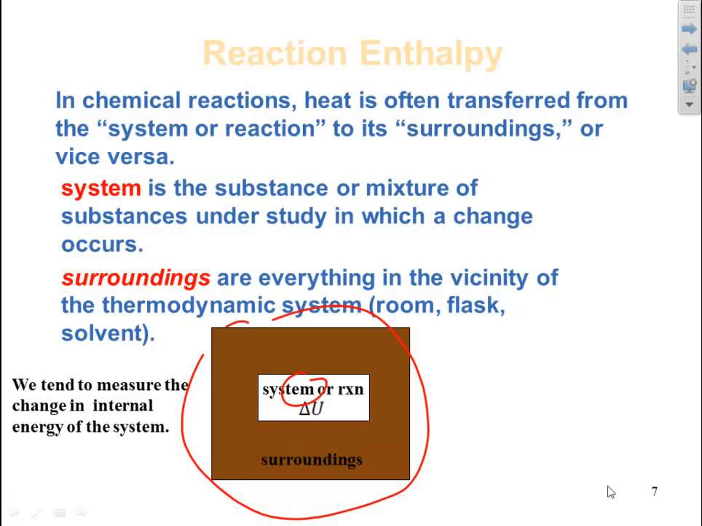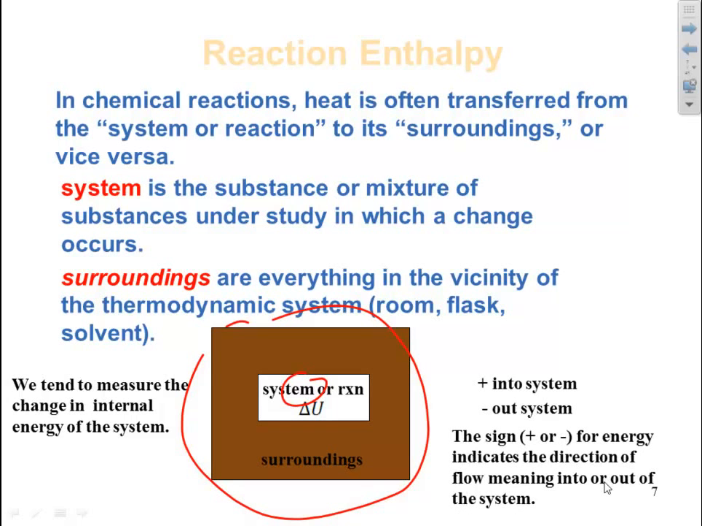We tend to measure the change in internal energy of a system. We need to keep track of what's going into and out of the system. So things that are going into the system give a positive value. Those things going out of the system have a negative value. So the sign, plus or minus, for energy indicates the direction of flow, meaning into or out of the system.